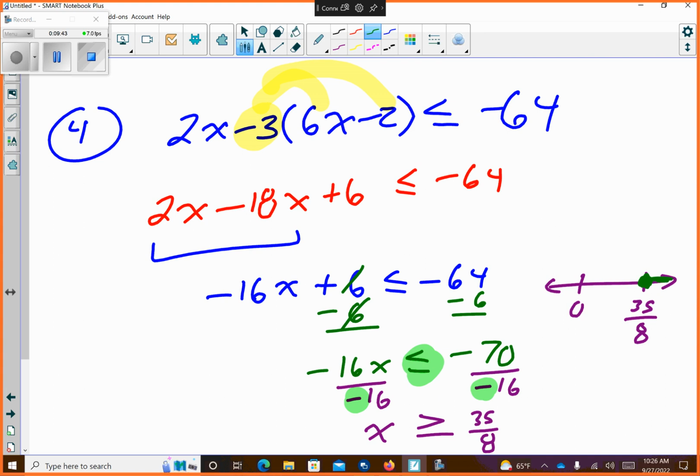And remember, if you have your letter on the left side, the arrow of your problem points the direction your arrow goes. So this is pointing to infinity. For my interval notation, I have a hard bracket at 35 over 8, because I included it, I have a solid dot. Going to infinity, what kind of bracket's at infinity? Hard or soft? Soft. There's my answer.